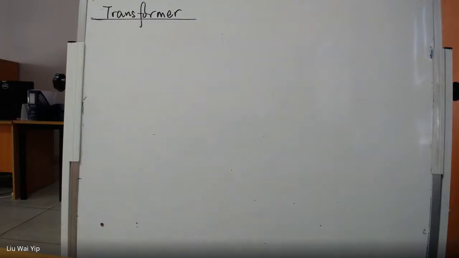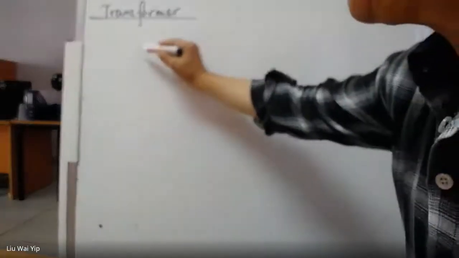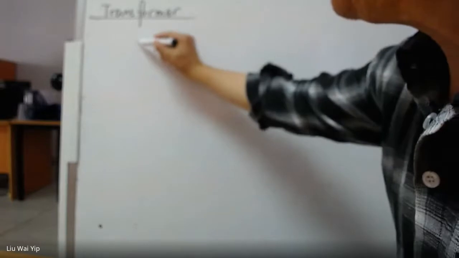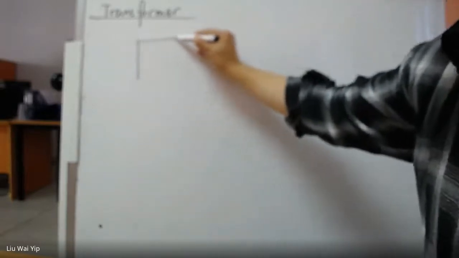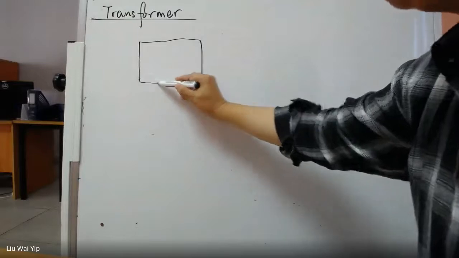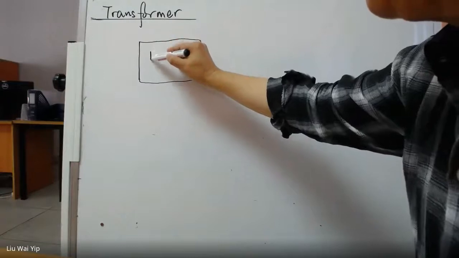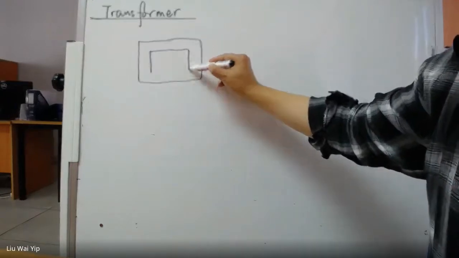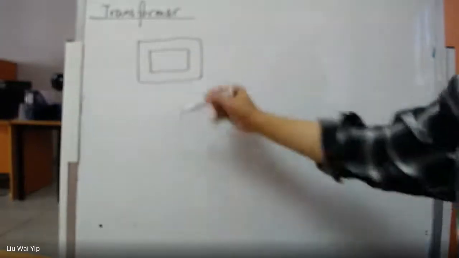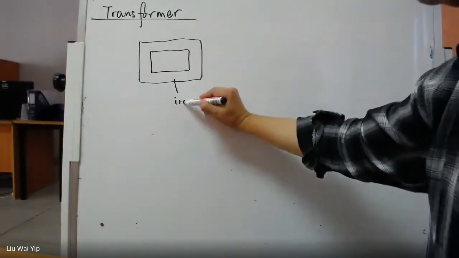Hello, my friends. In this video, we are going to touch on the topic of the transformer. And I presume every one of you has seen a transformer before. First of all, the transformer has a core, and this core is normally made with a ferromagnetic material. So this is the so-called iron core.